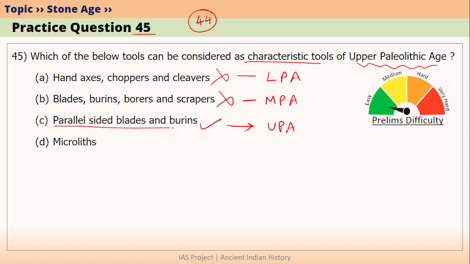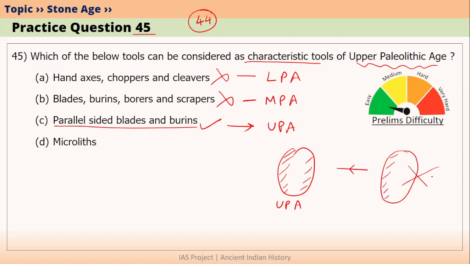If we look at parallel sided blades and burins, blades usually had sharp edges on both sides. This is how the blades were made in Upper Paleolithic age. If we compare this blade with the blade that was made in Middle Paleolithic age, blades were sharp only on one side. On the other side, they were usually not sharp. So the correct answer would be C, parallel sided blades and burins. Option D is also false because microliths were used in Mesolithic age. This is an easy question.